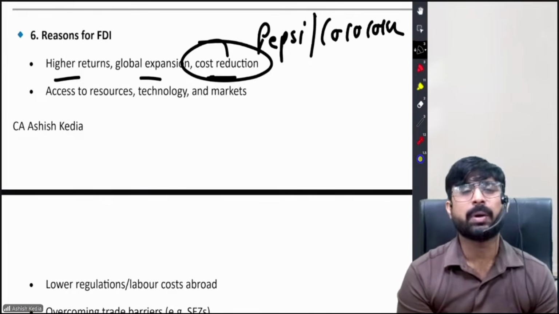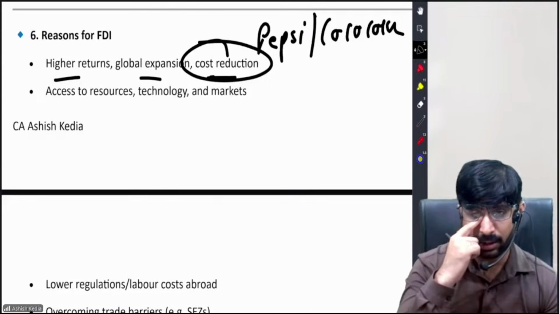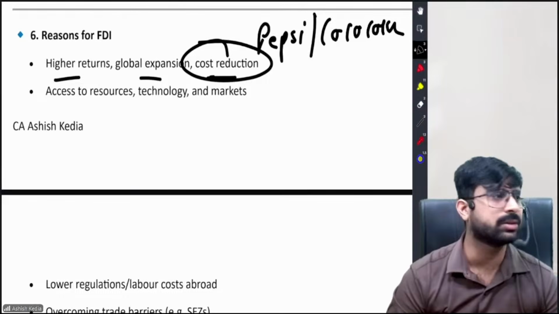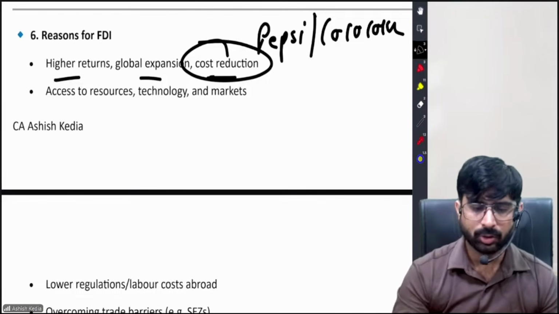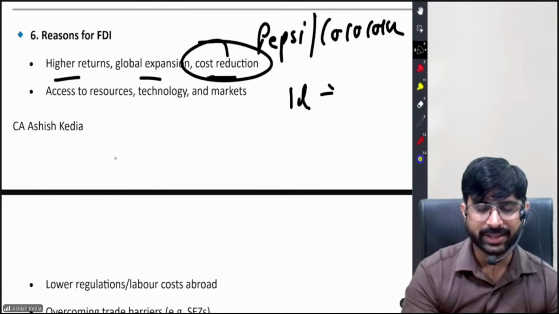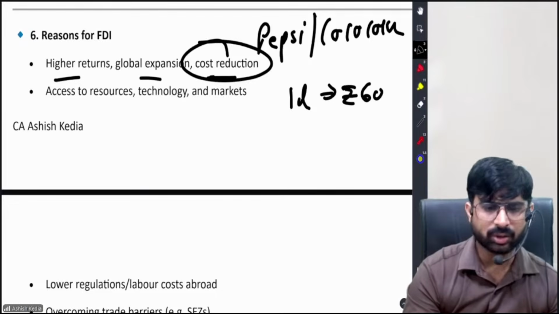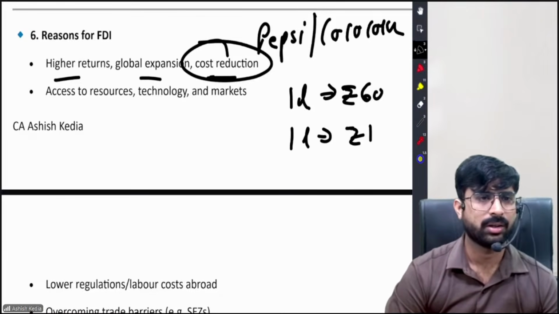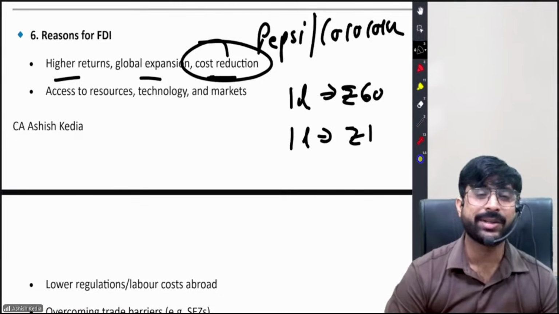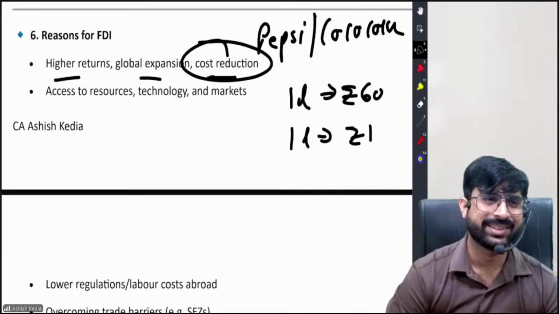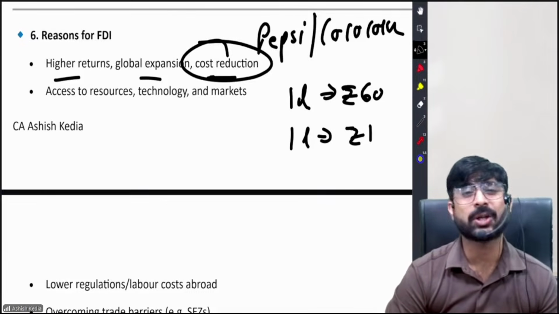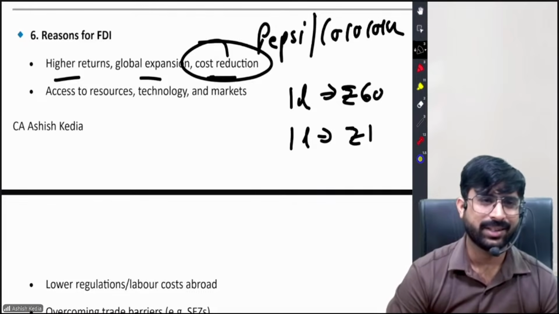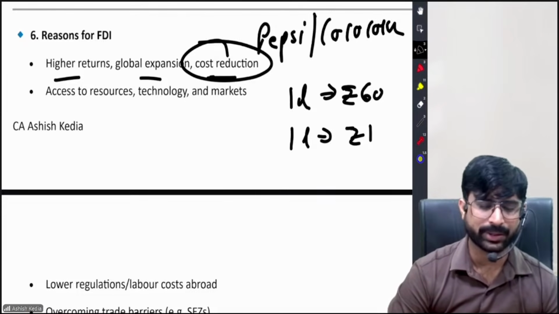Students, Pepsi or Coca Cola, let's say Coca Cola, they are present in more than 100 countries. So a 1 liter bottle that they sell you at rupees 60, it costs them rupee 1. Imagine the scale of operations. Imagine the quantity in which they are operating.